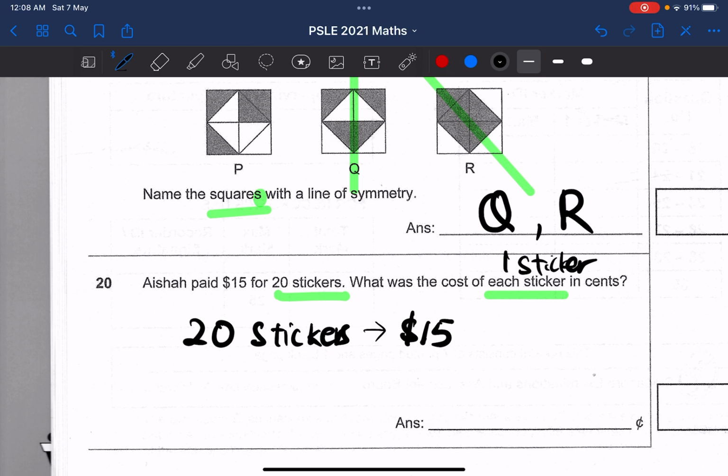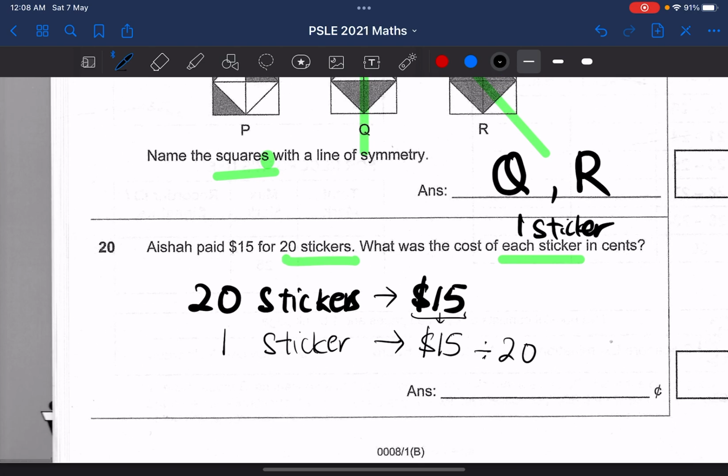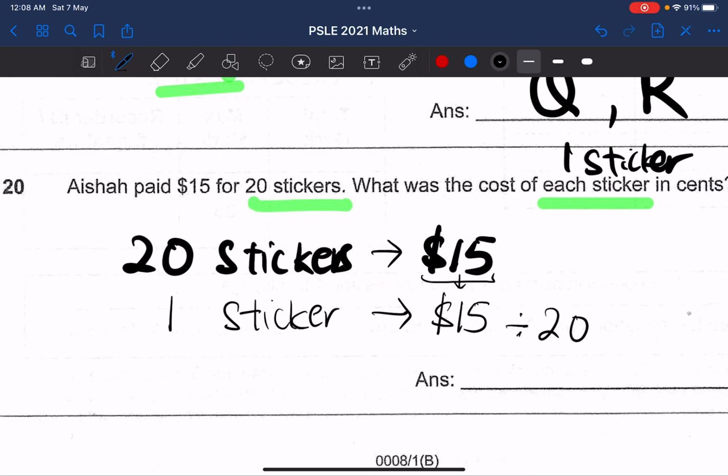Alright, then we are actually just interested in one sticker, right? One unit. So remember your unitary method, pull down the number 15, pull it down, divide by 20. Right, 15 divided by 20, do you remember how to do this without a calculator? 20 should be split into 2 and 10.